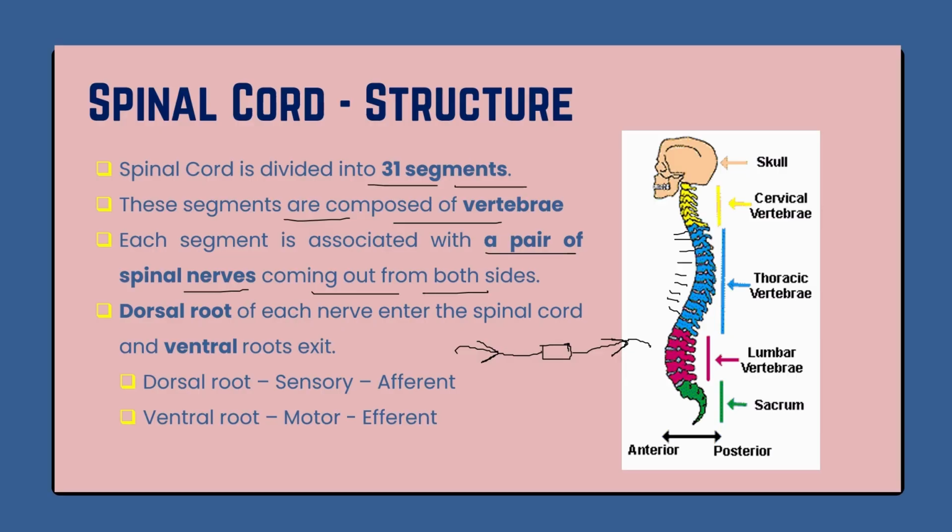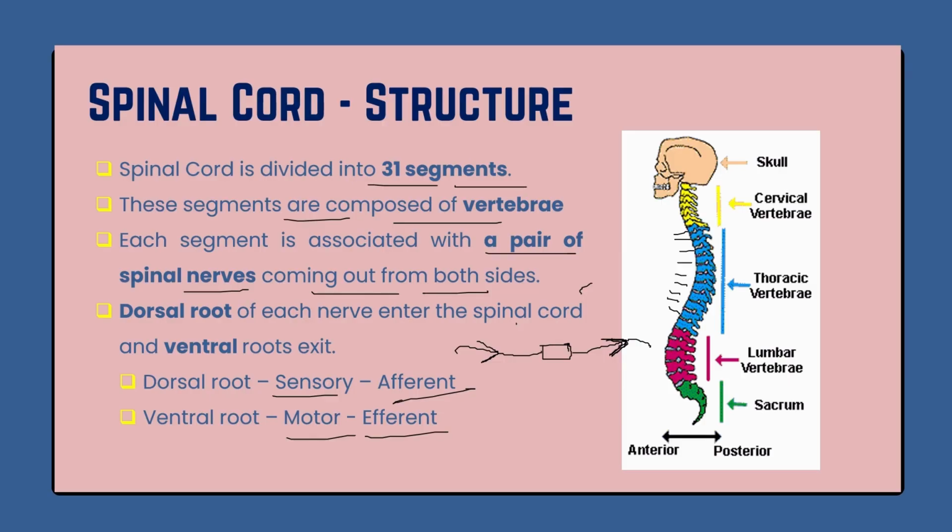The one coming in is bringing in the information, right? So which neurons bring in the information? It is the afferent neuron, or the sensory neuron. And the neuron that is bringing out information, exiting from the spinal cord, will be the efferent neuron or the motor neuron. All right. So the spinal cord has 31 segments.